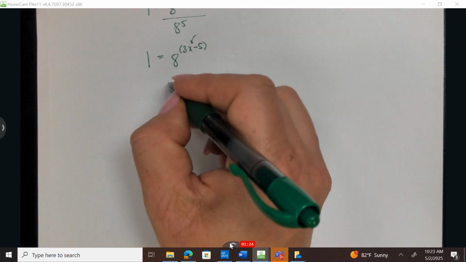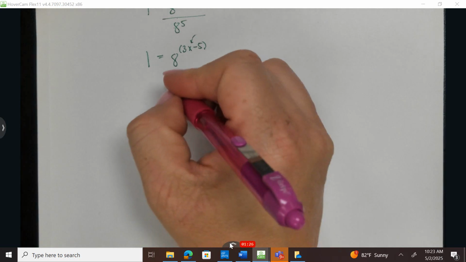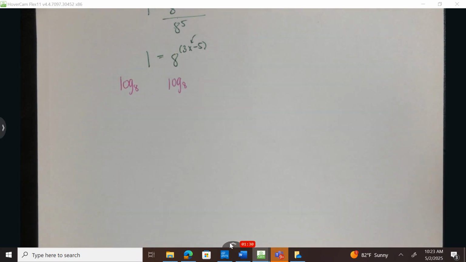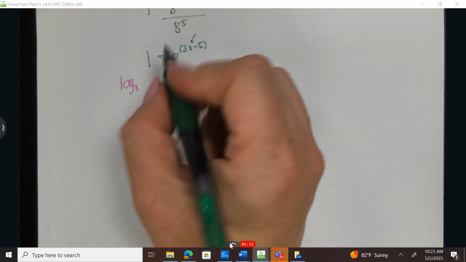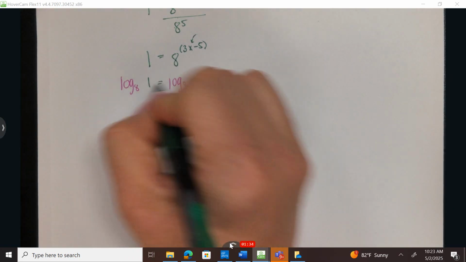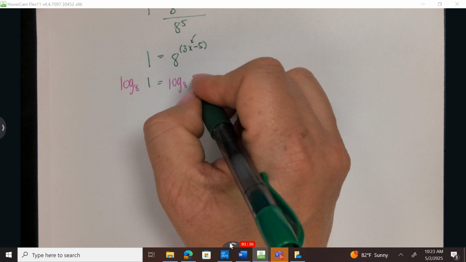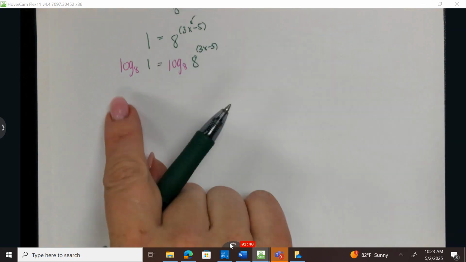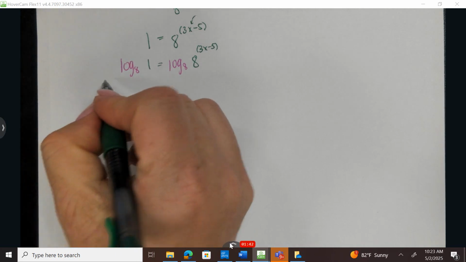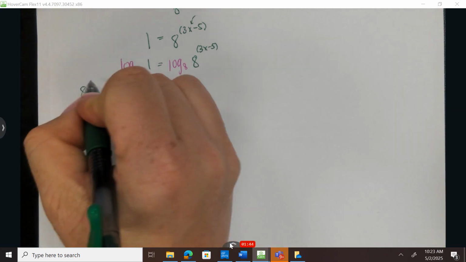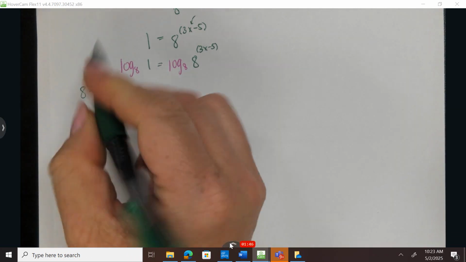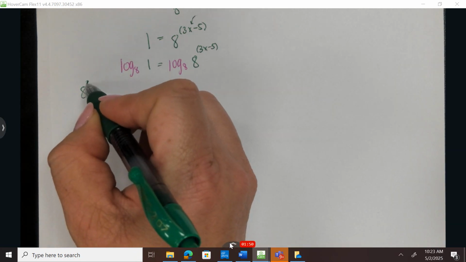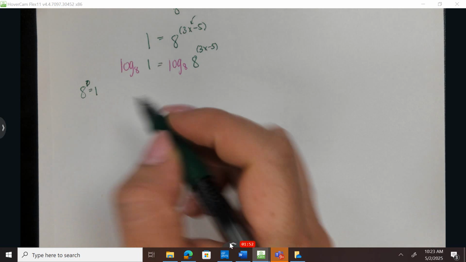So how do I do that? I'm going to take log base 8 of the left and log base 8 of the right. As long as I do it to both sides, I can bring everything else down. Off to the side, this means 8 raised to what value equals 1? The only way to achieve an answer of 1 is to raise 8 to the 0 power. 8 to the 0 power is 1.